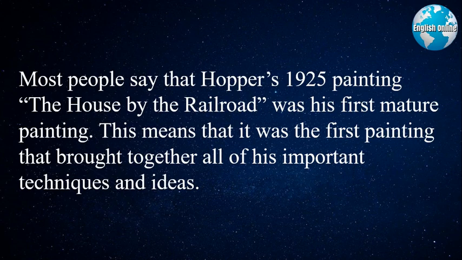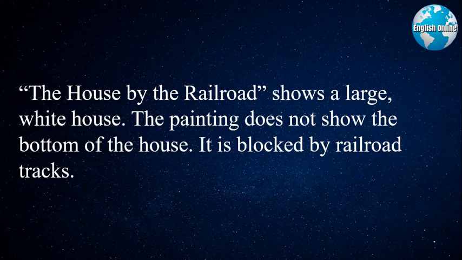Most people say that Hopper's 1925 painting, The House by the Railroad, was his first mature painting. This means that it was the first painting that brought together all of his important techniques and ideas. The House by the Railroad shows a large white house. The painting does not show the bottom of the house. It is blocked by railroad tracks.